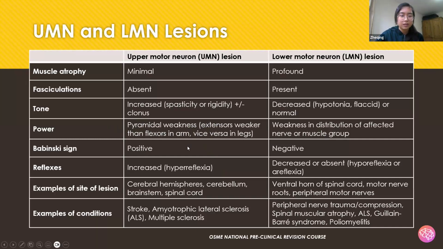I'll talk a bit about what exactly the Babinski sign is a bit later. And then for the reflex, this is increased in upper motor neuron, decreased in lower motor neuron lesions.